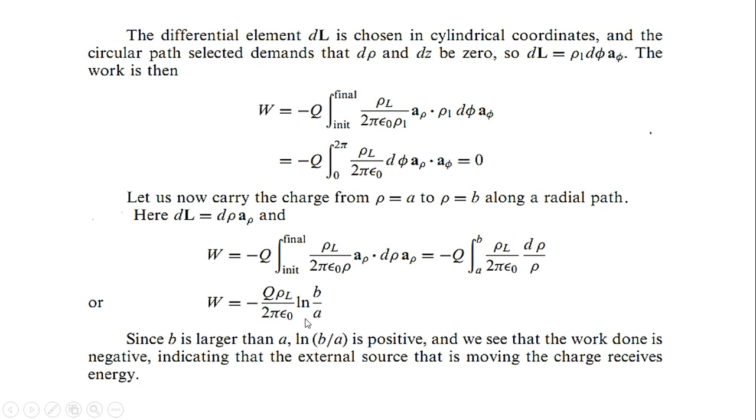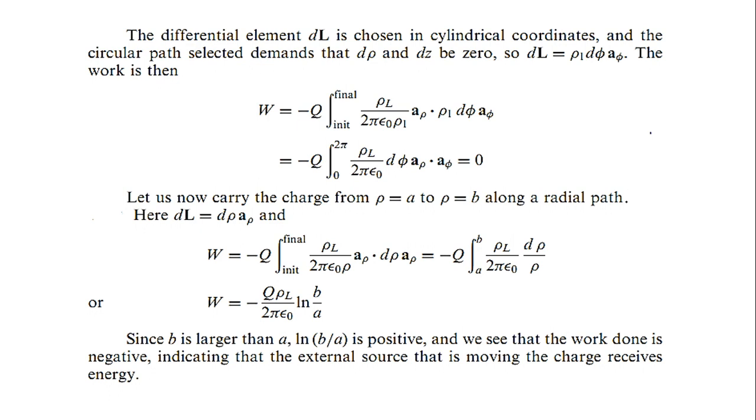Why is the work done negative? Because the external source is not performing the work. The field is performing the work. When the field is performing the work, it means that the external source is receiving energy, indicating that the external source that is moving the charge receives the energy. When the external source that is moving the charge receives energy, the work done will be negative.